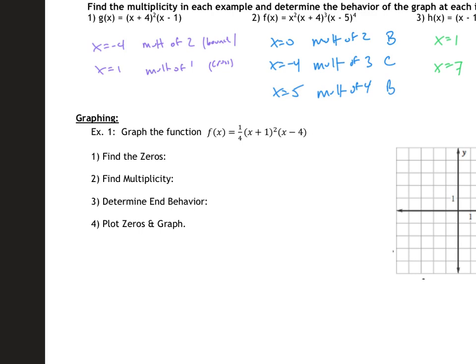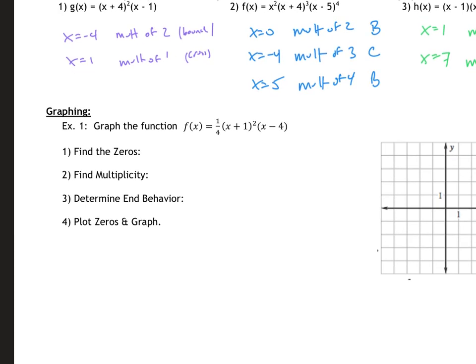So step 1, I want to find the zeros and the multiplicity. So just what I did here, 1/4 is just a constant, so I'm not going to worry about that. The x plus 1 squared is going to be x equals -1 with a multiplicity of 2. X minus 4, so x can equal 4, and that's got a multiplicity of 1. Okay?